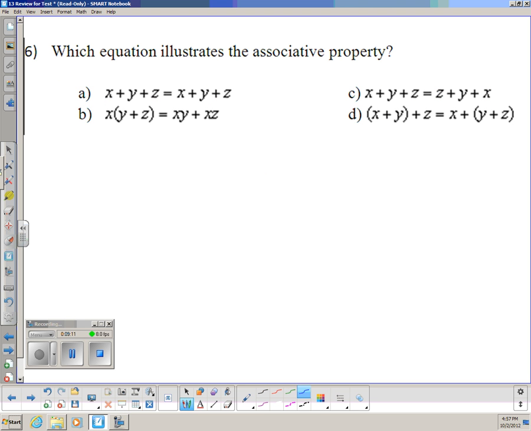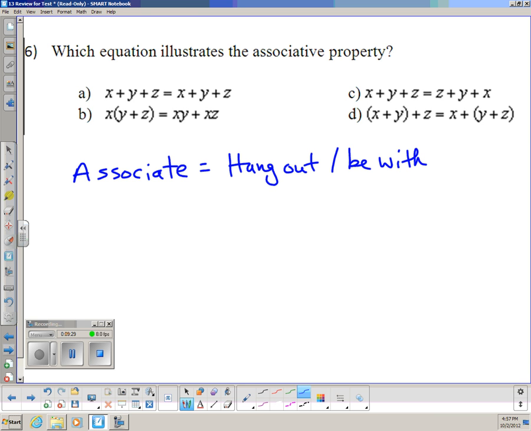Associative property. Okay? So, associative property. Here's the deal, right? To associate. That word associate kind of means loosely to hang out with, to hang out or be with. That's what it means in real life. If I say Gianna is associating with Liz, that means Liz and Gianna are hanging out together.